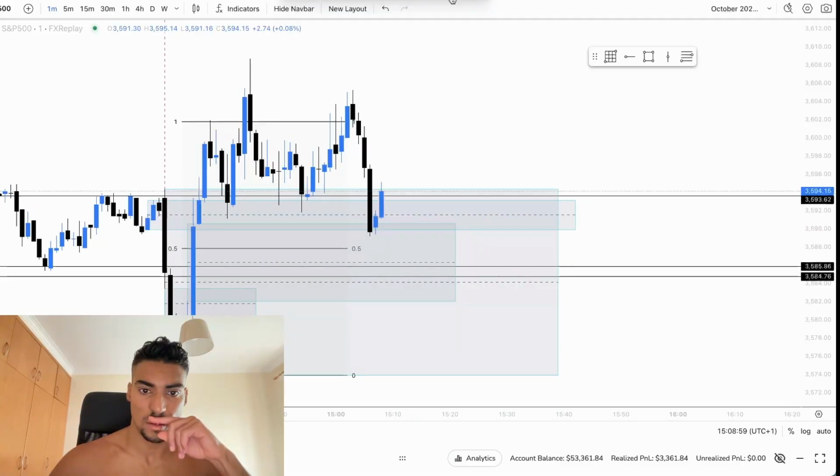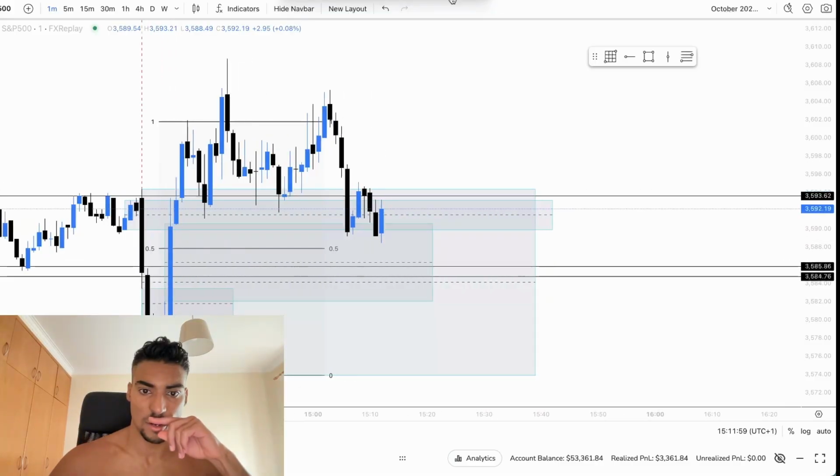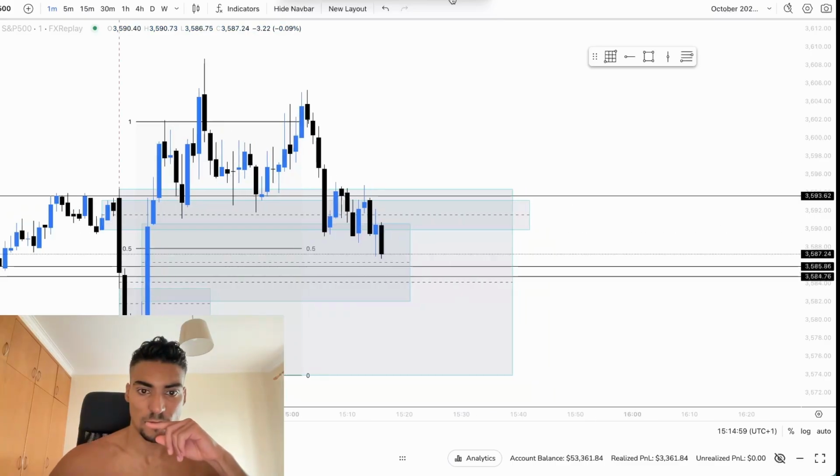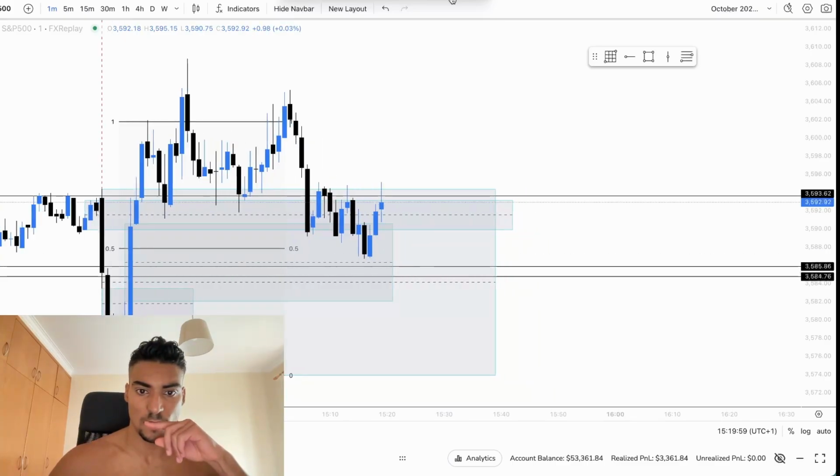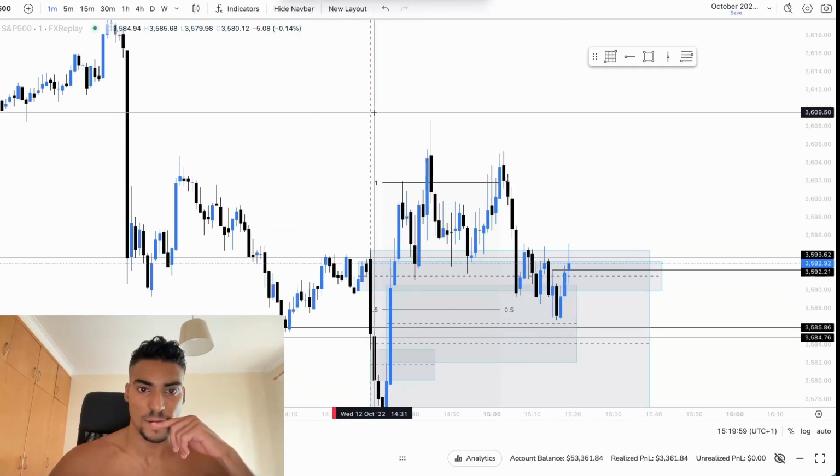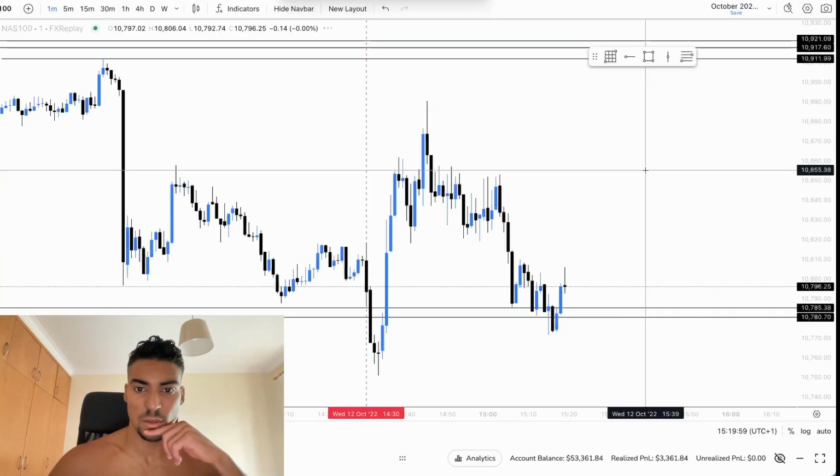Okay, nice. We are getting a better entry. If we get the reversal gap right here or a breakup structure, that will be fine. We're not getting it. Okay, breakup structure right here. I'm going to enter. I'm not liking the price action so far. Let's see what Nasdaq is doing.